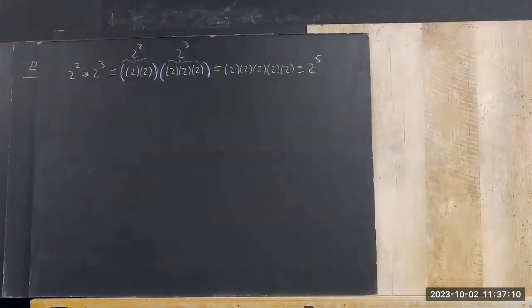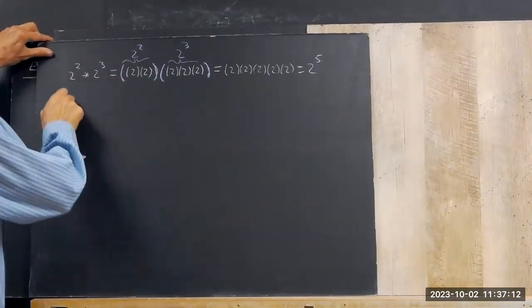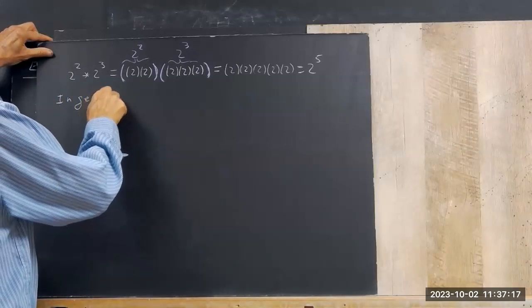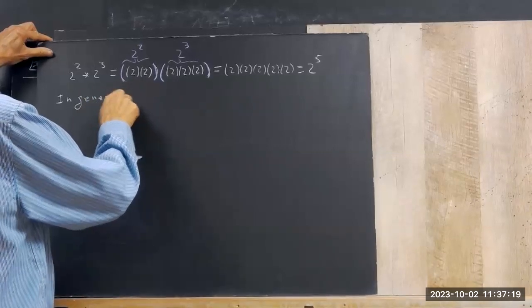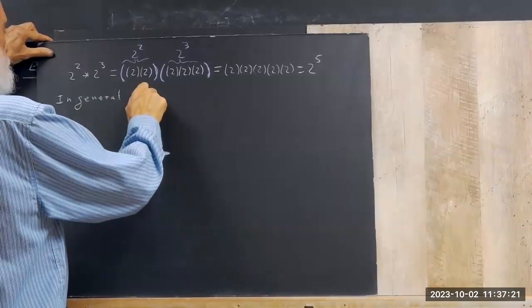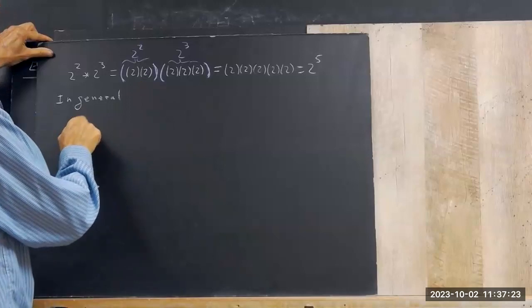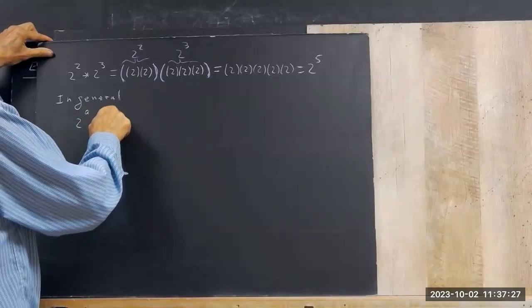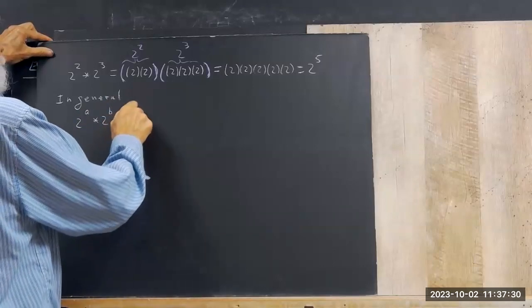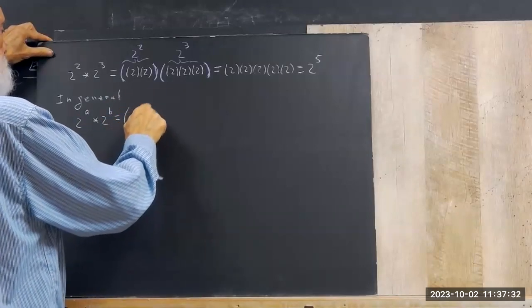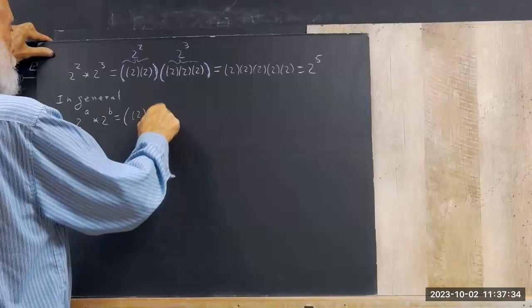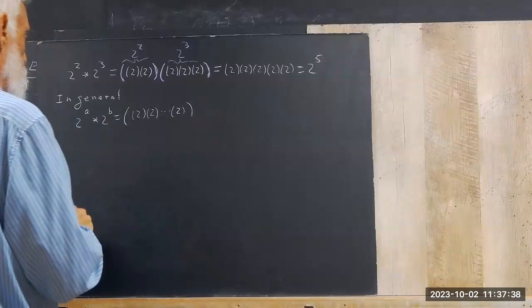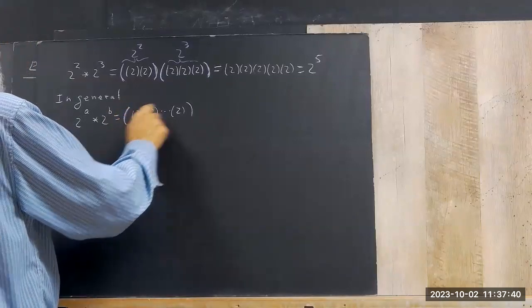Okay, well, in general, 2 to the A multiplied by 2 to the B equals... I'll use purple parentheses around the 2 to the A.